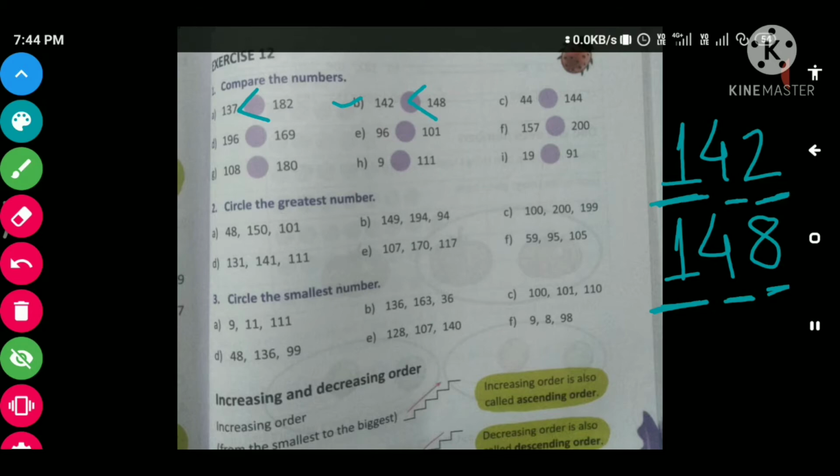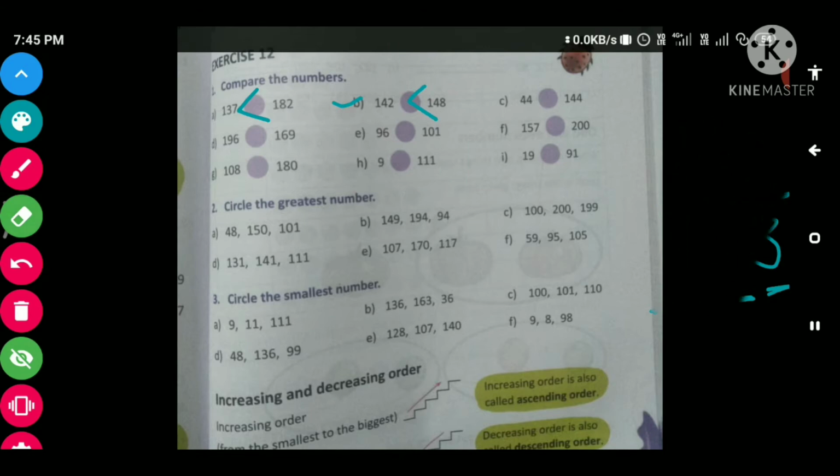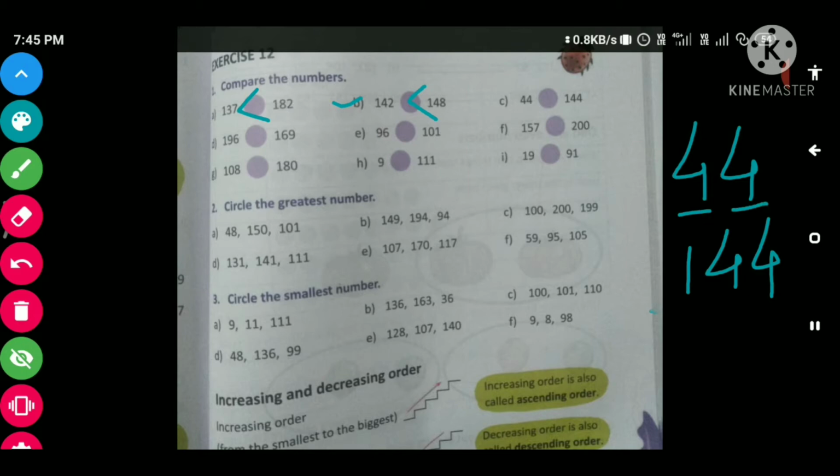Okay, now let's do the C part. Two numbers are there, 44 and 144. First of all we'll see the digits. One number has 2 digits and the other number has 3 digits. So the 3-digit number will be the greater one by applying the first rule, right? So 144 will be the bigger number. Okay, now let's do the next one.